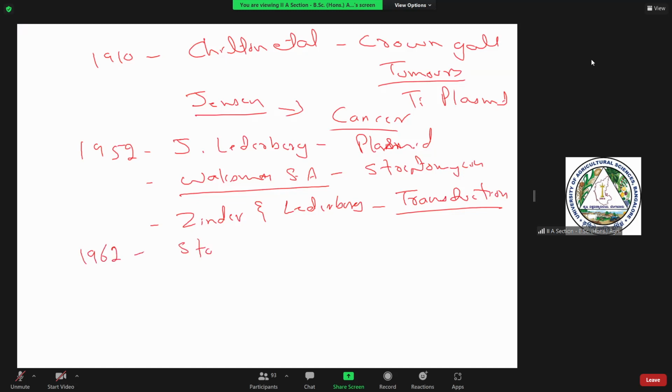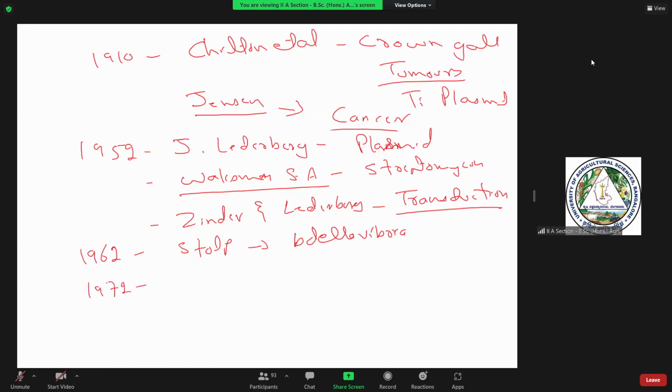Paul discovered another bacterium called Bdellovibrio. This is again a gram-negative bacterium. Bdellovibrio is a bacterium which normally kills another bacterium, so it is basically a parasitic bacterium, I can say.